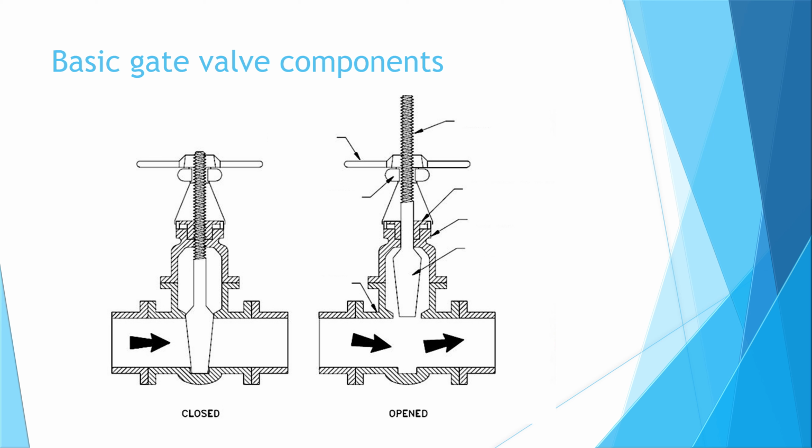Now we will discuss the basic gate valve components. First up, the stem, the hand wheel, the yoke, the packing gland, the bonnet, the gate itself, and finally, the body of the valve. Now you might want to pause the video here so you can write these down to remember them later.